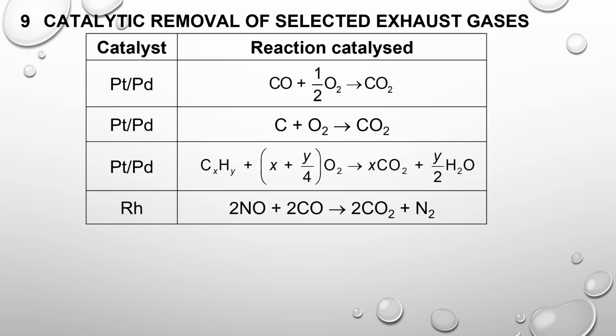So moving on to the next part, where I have the catalytic removal of the selected exhaust gas. Basically this one is just telling you that I will put a catalyst inside the car or the machine to remove the harmful gases. Some examples are platinum and palladium, whereby I remove the unburned hydrocarbons or the carbon monoxide. Basically, in a catalytic remover, you are trying to produce a harmless gas. Change from harmful to harmless.